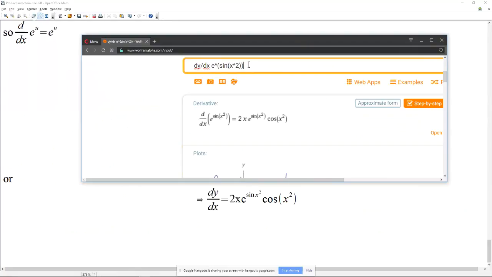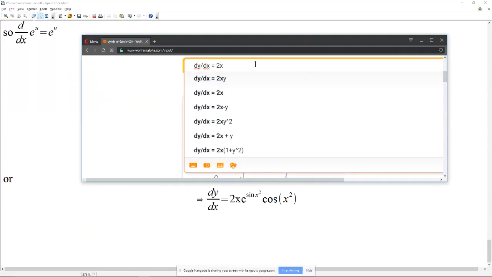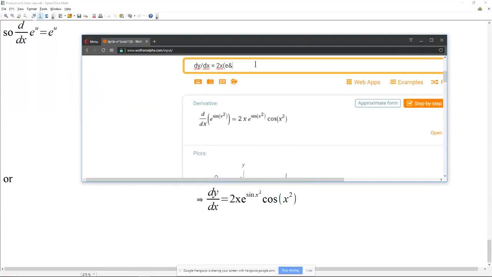Now, if you wanted to find out, can we take this one even further? Can we go and apply the chain rule again? Well, let's find out. Let's write it out. So dy/dx equals 2x. I'm going to use brackets here because Wolfram Alpha really likes to have things written in a specific way. So... cosine x squared. Okay, let's see what it comes up with here.